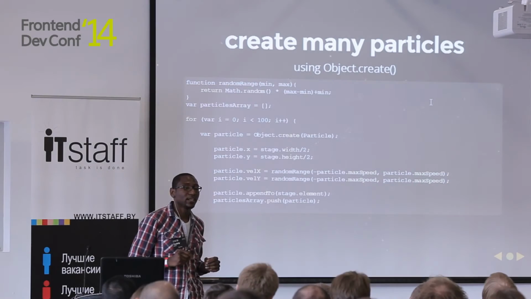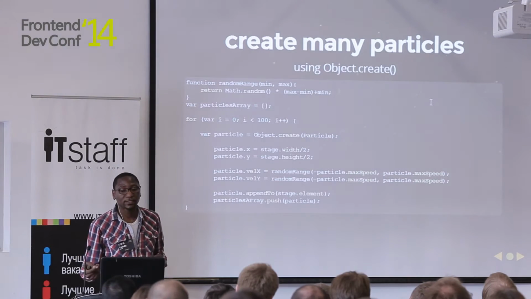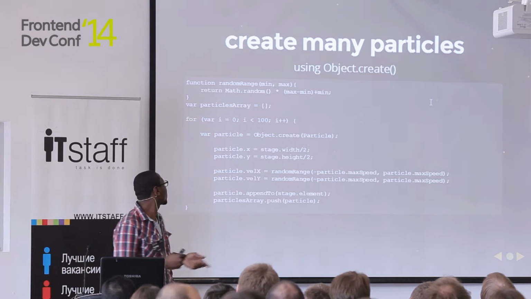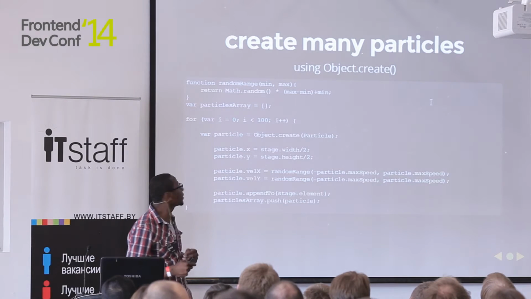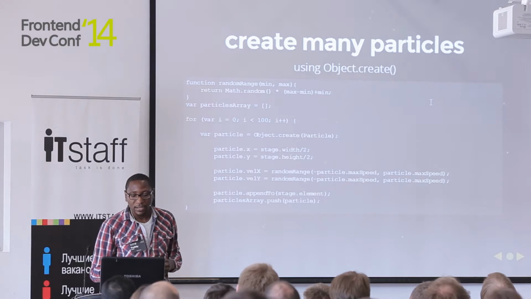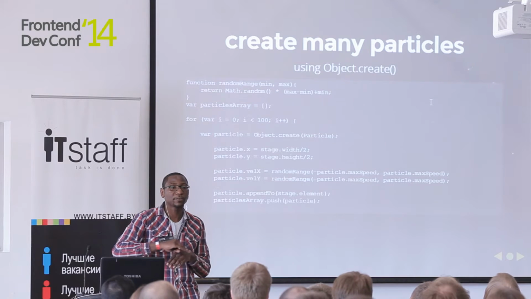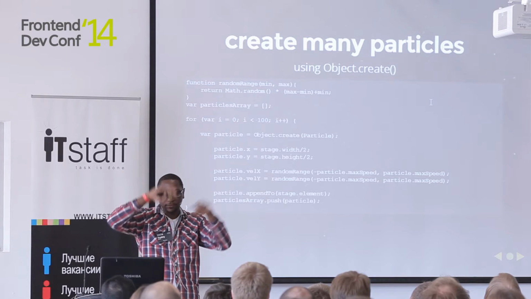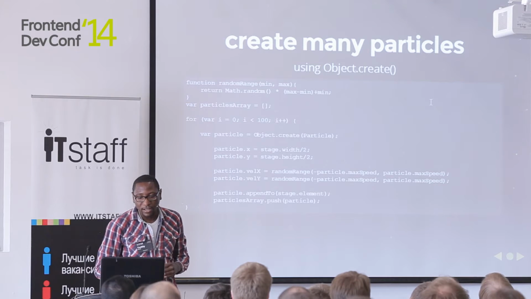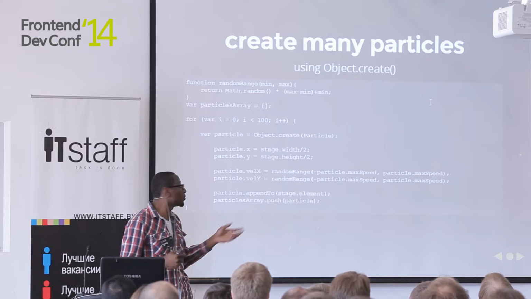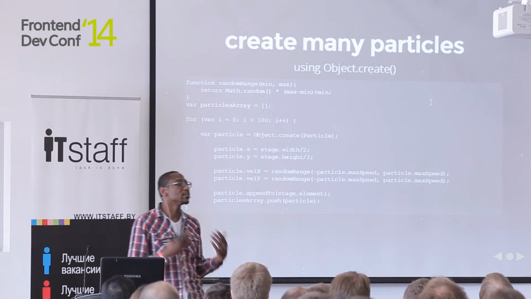randomRange is a function to generate a number between the minimum and the maximum. I have set it at the top of the function, and it will render different speeds for x and y, that way the particles will go in different directions. And obviously we append the particle to the stage element, and we push it to the array to be able to update it later.